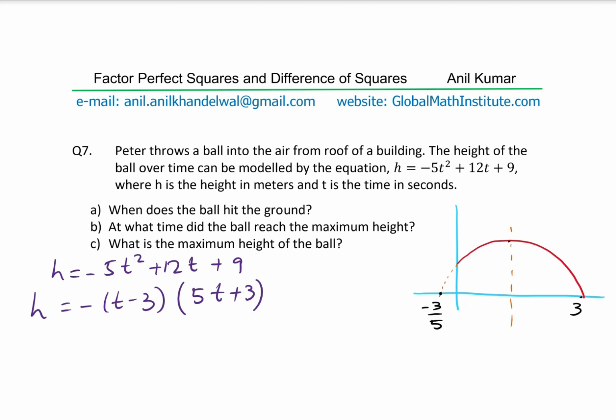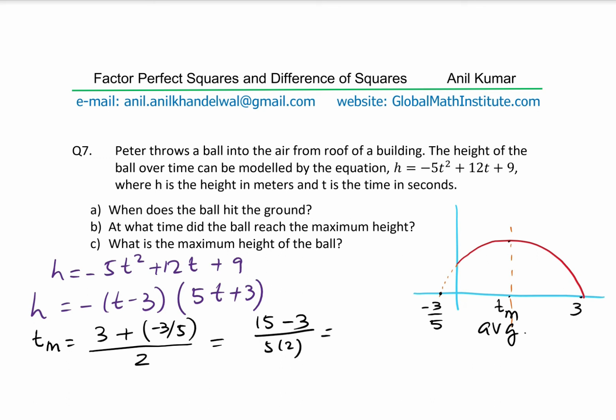So the average value of these two is where we are going to get the maximum. Do you see that? So we have to find this value t for the maximum height, and this value t is equal to the average of the two. So we'll add them, which is 3 plus minus 3 by 5, divided by 2. So that gives you 5 times 3 is 15 minus 3 over 5 times 2. That gives you 12 over 10 or 1.2. So 1.2 is the value of time. This is in seconds. And here we have height in meters. Is that clear to you? Perfect. So we got this answer. At what time does the ball reach the maximum height? t is 1.2 seconds, right? So let's write down the answer as 1.2 seconds.